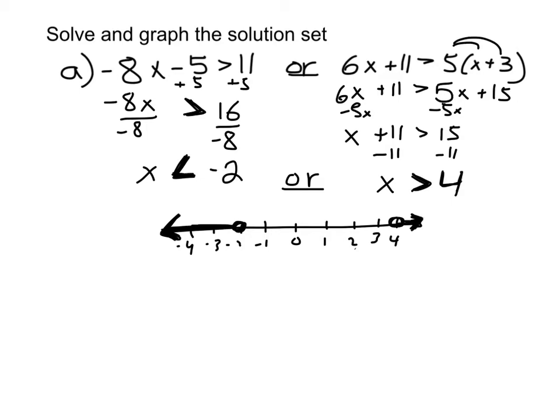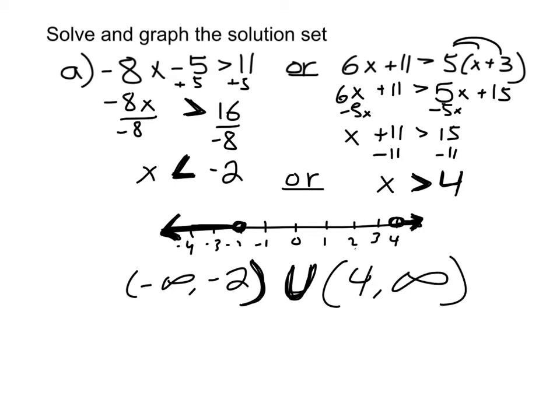Okay, so the way you would write this in interval notation, you would say I go from negative infinity to negative 2. I don't include negative 2, so I have the soft bracket. And I would say union, so this is the union sign, with 4 to infinity. Okay.